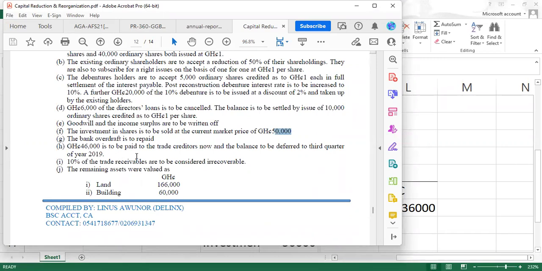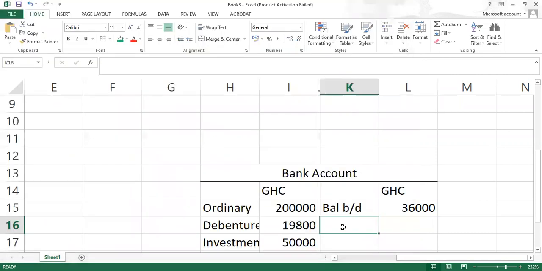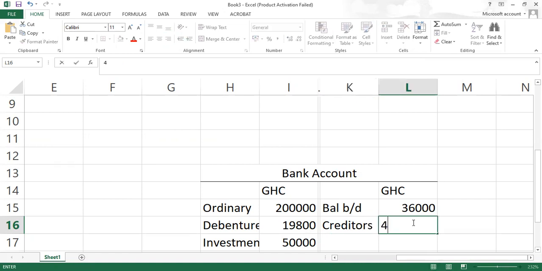46,000 is to be paid to the trade creditors. Now, how are we going to pay it? By cash or bank. So we have creditors here. Creditors is how much? We have creditors to be 46,000. So our cash will reduce.